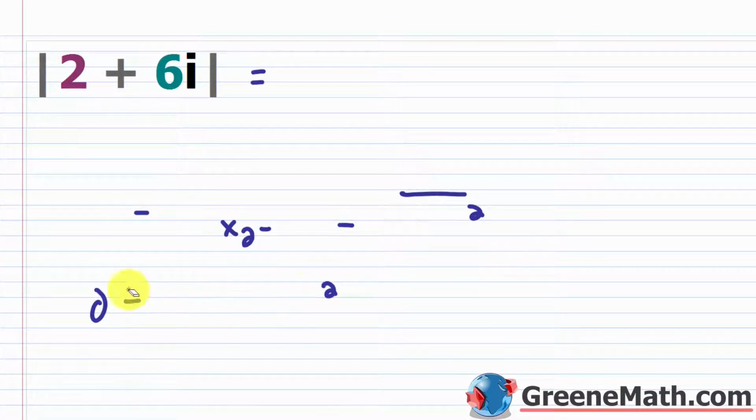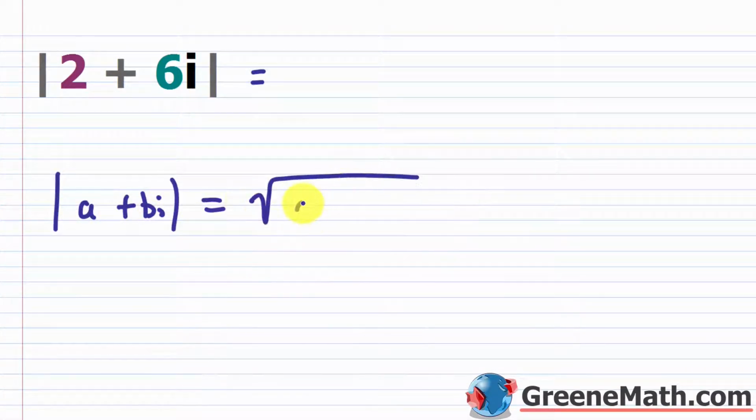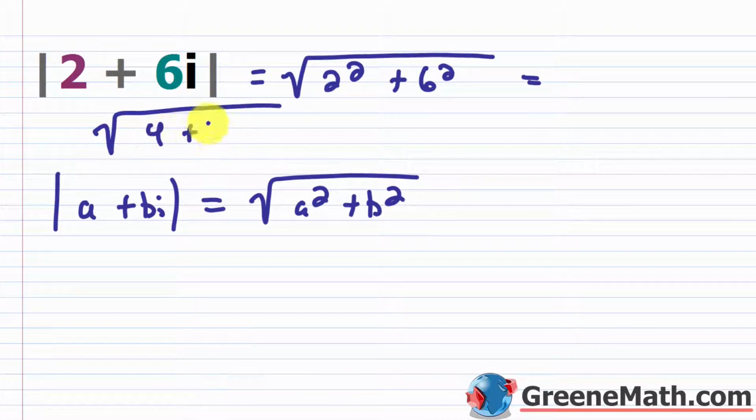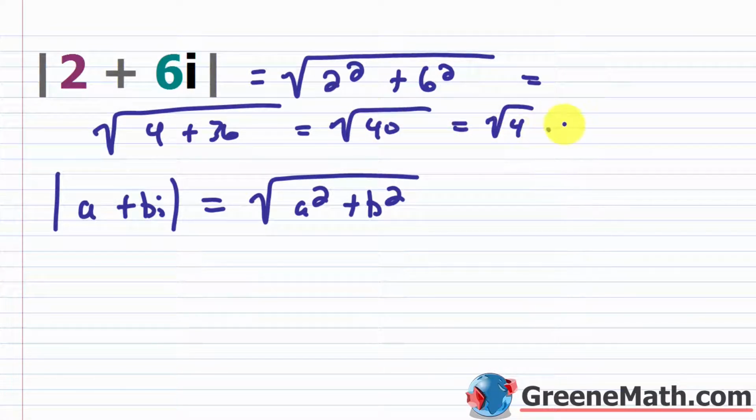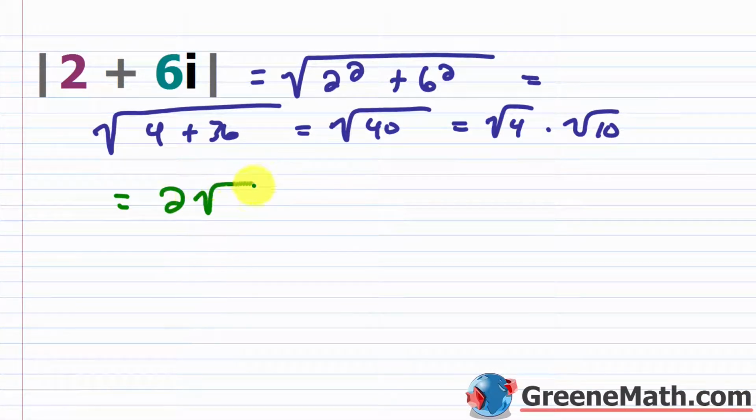So what I'm going to do is say that the absolute value of some complex number, let's say a plus bi, is equal to the square root of a squared plus b squared. So this is the square root of 2 squared plus this guy would be 6 squared. So this is the square root of 4 plus 36, so it's the square root of 40, which is the square root of 4 times the square root of 10, which in the end is going to be 2 times the square root of 10. So this equals 2 times the square root of 10, okay?